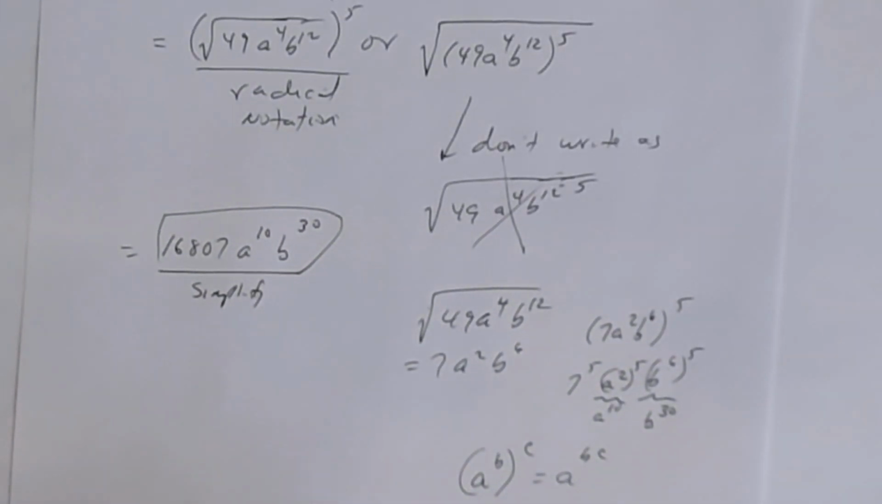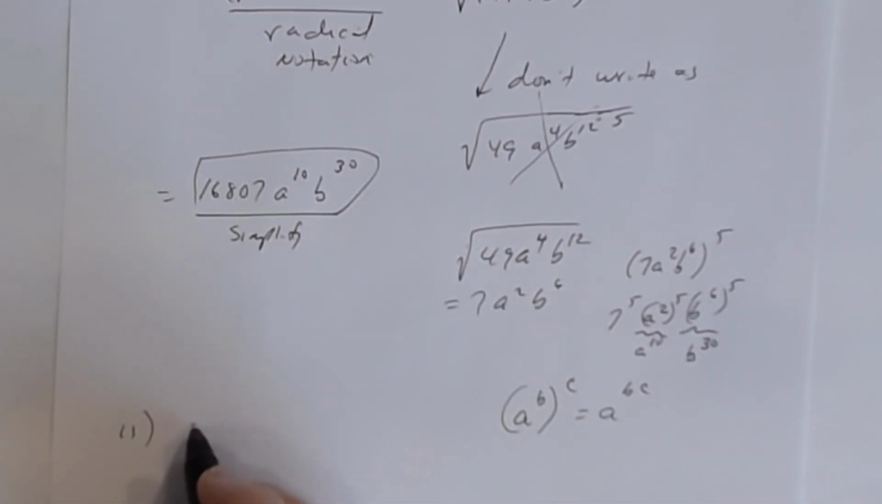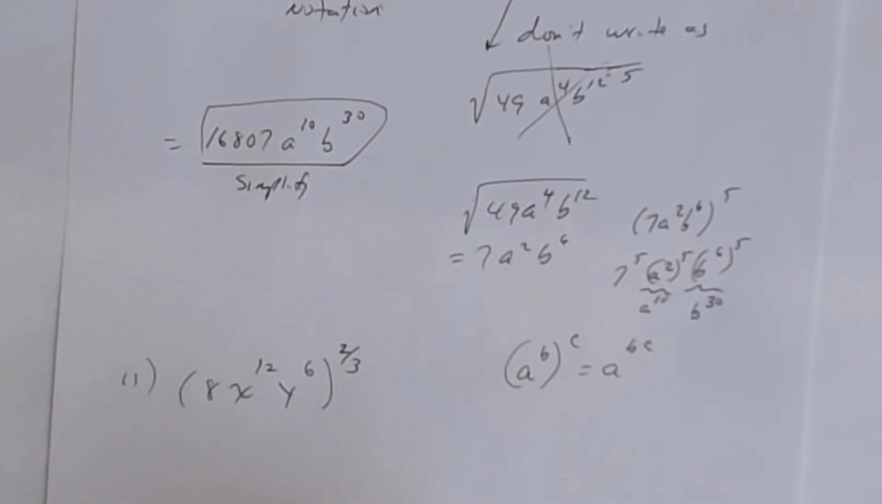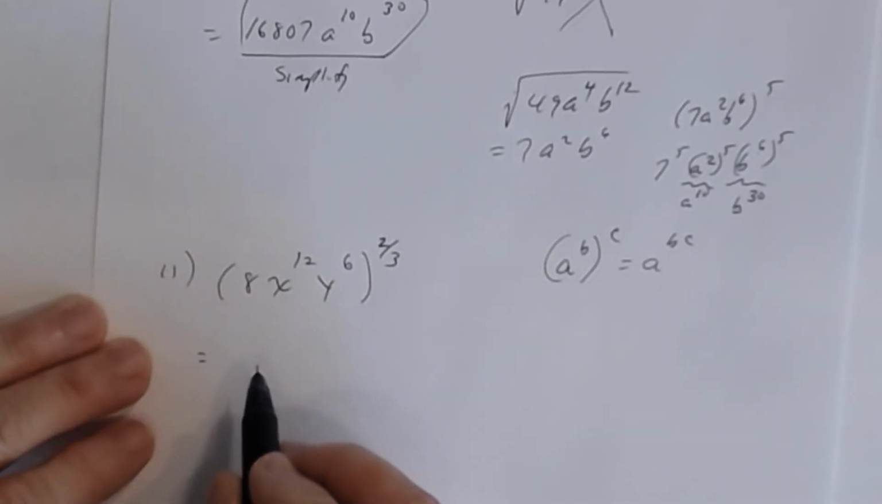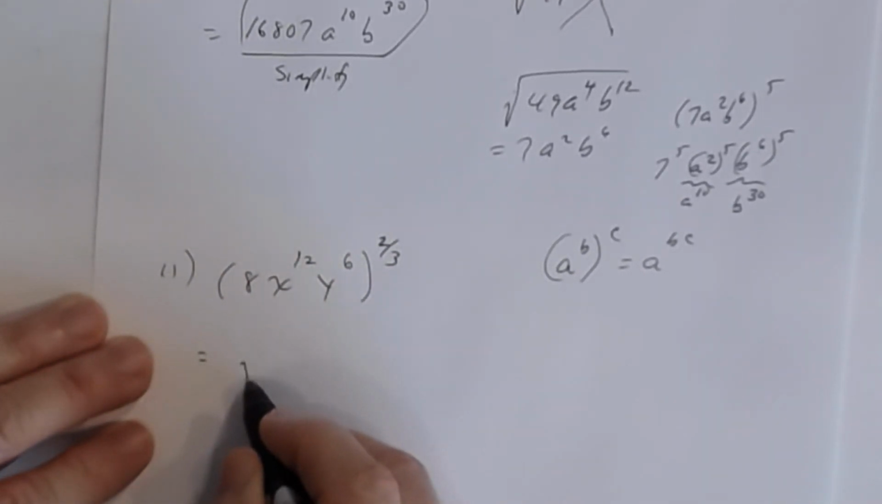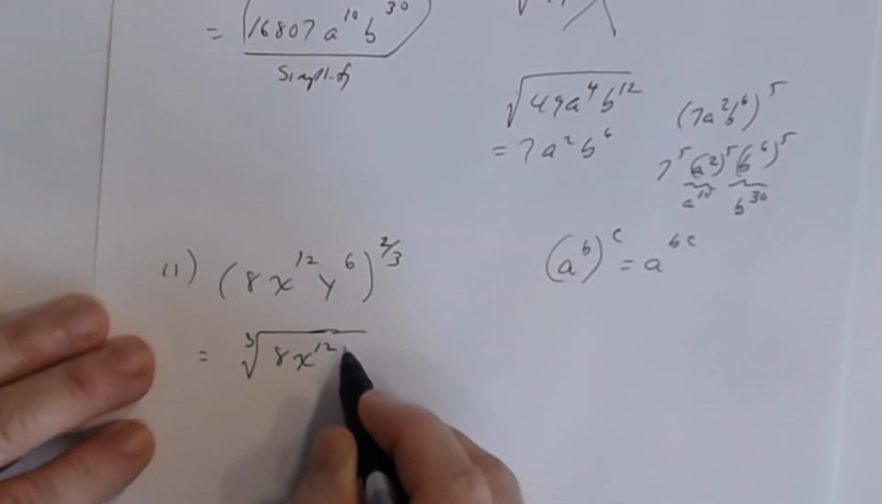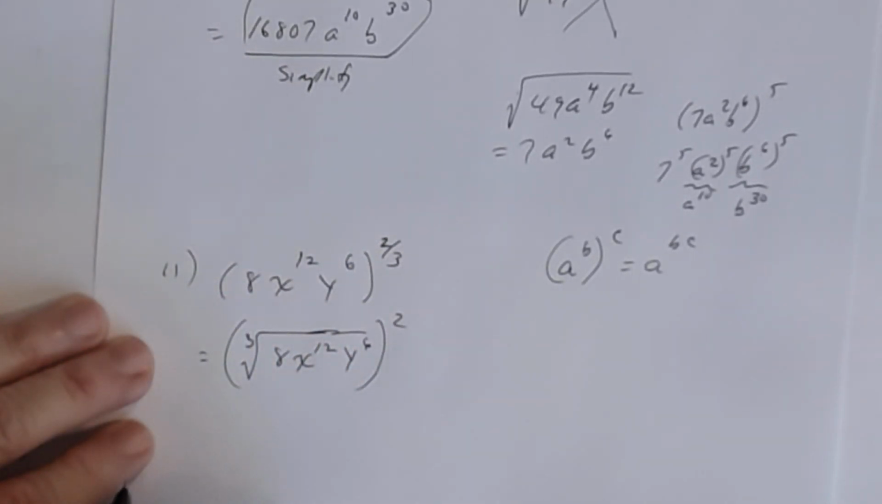All right, so let's look at another one. So let's look at number 11. So number 11, let's suppose we had 8 x to the, and let me go ahead and make it 12, y to the 6, all raised to the 2/3 power. So let's look at that one. All right, so as a radical, there are two ways you can write this. You can write it as a cube root, 3 is your index, cube root of 8 x to the 12th, y to the 6th, all raised to the second power like that.